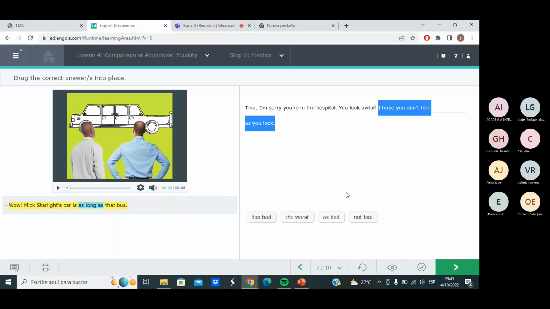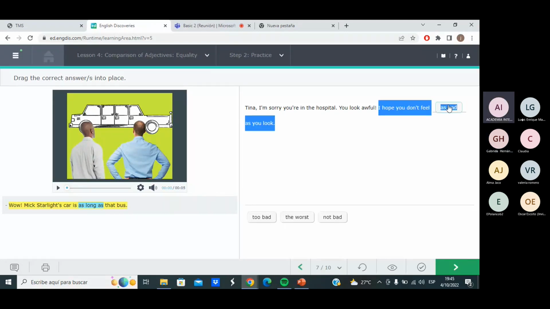As bad. Yeah, I think that makes sense, but can you read the sentence and we are going to realize if that makes sense. Can you read the whole sentence? Empezando desde aquí. I hope you don't feel as bad as you look.